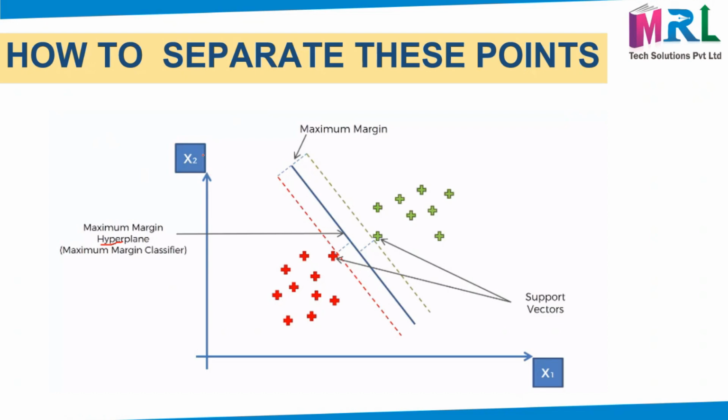Okay, and there is a line. This is the margin of that. So this is how the data has been classified into two classes, either 0 or 1.